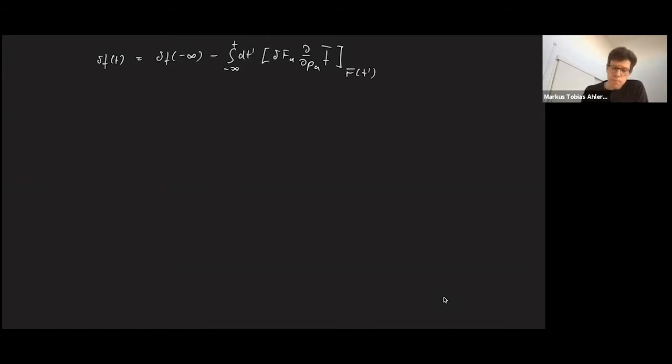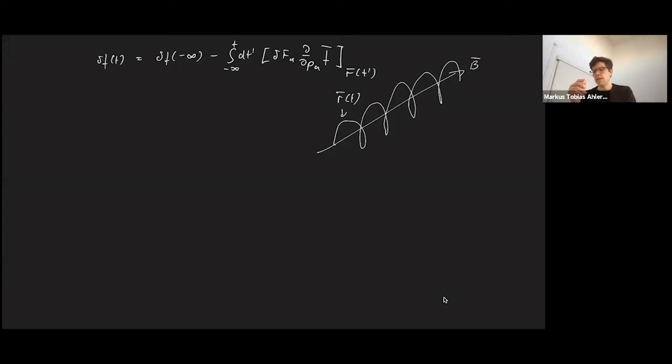So r bar t prime is basically the gyro motion of a particle along the magnetic field line, unperturbed by any magnetic turbulence. So this is a path r bar, and this is the regular background field that I denoted B bar. So this is now a correction to delta F based on our ensemble average quantities.